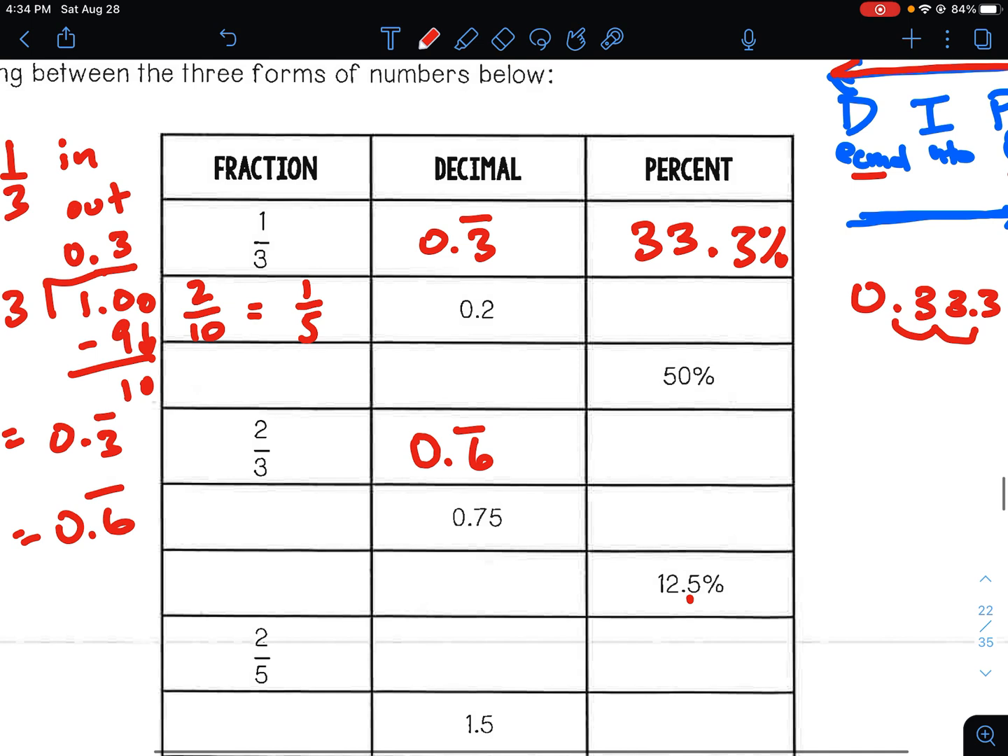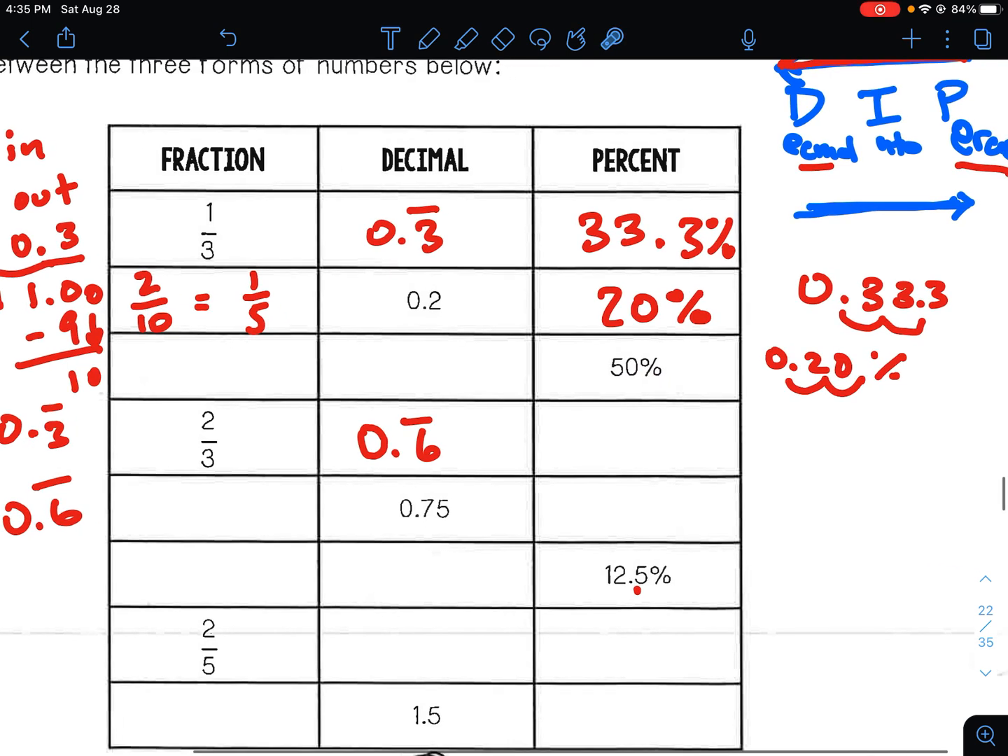0.2, let's move over 0.2, 2 spaces, which makes that 20%. All right, I now have 50% for this one. I need to turn 50% into a decimal. 50%, many of you already know that's 1/2, which is kind of nice. So 50% is 50. The decimal point would be right there.